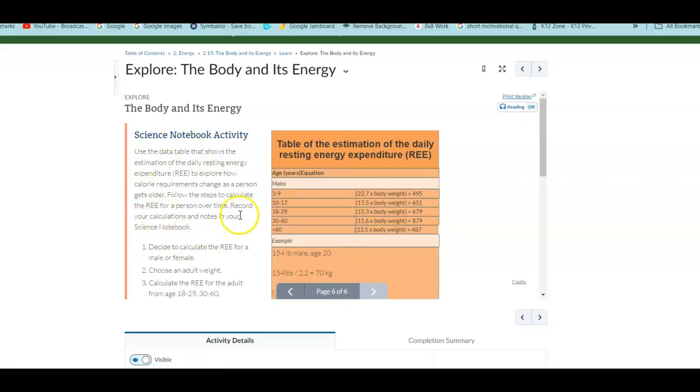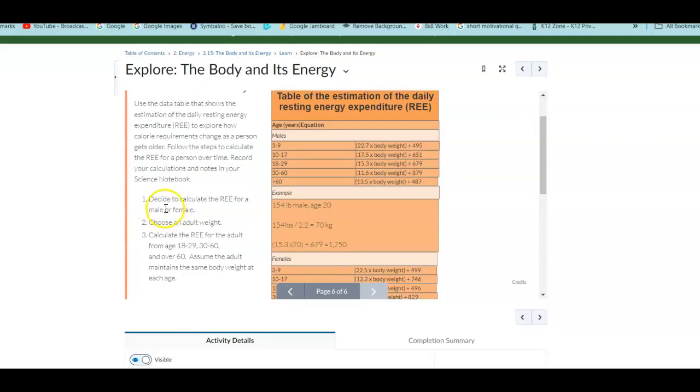So here is the science notebook activity. What you need to do here, it says, use the data table that shows the estimation of your daily resting energy expenditure and explore how calorie requirements change as a person gets older. So we'll follow the steps and calculate the REE for a person over time, and then we'll record those calculations and notes in your science notebook. So decide to calculate the REE for a male or female. Maybe if you're a female, do it for a female, just so you can get an idea of what your REE is for yourself.